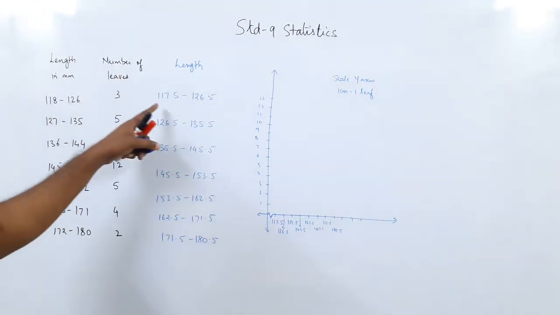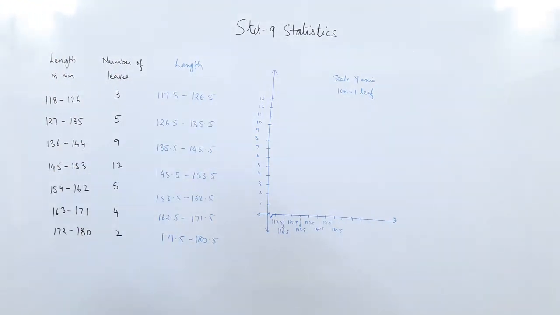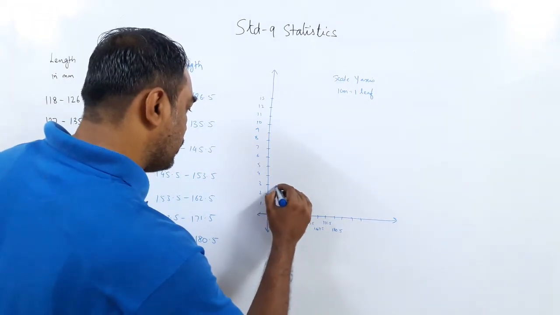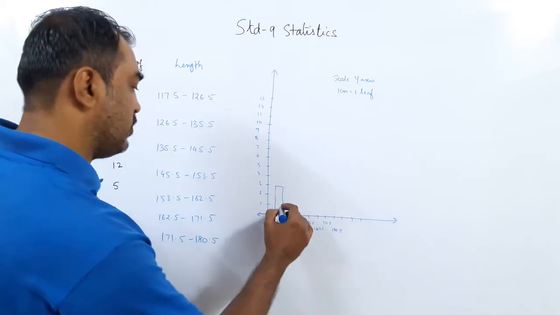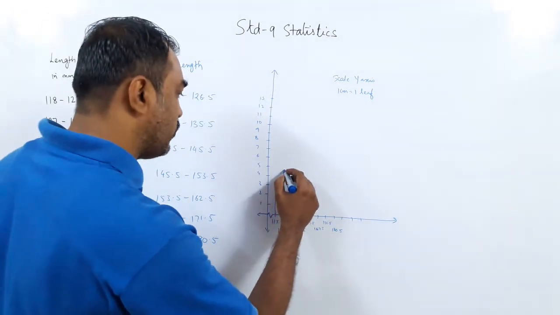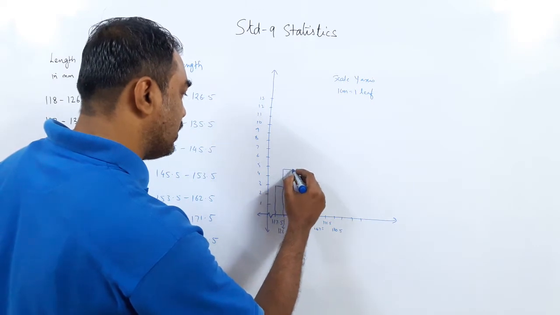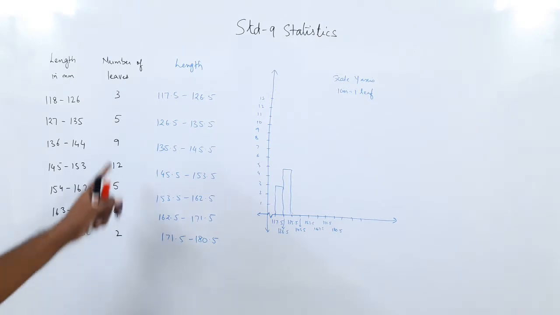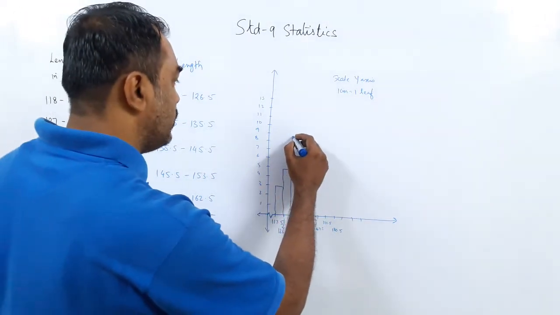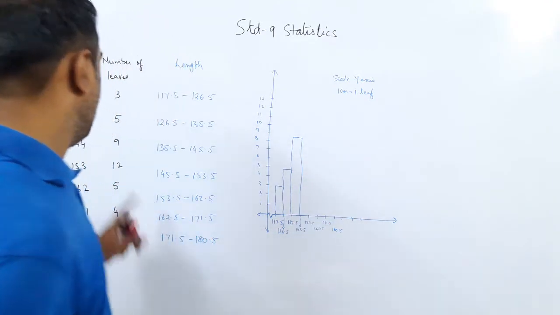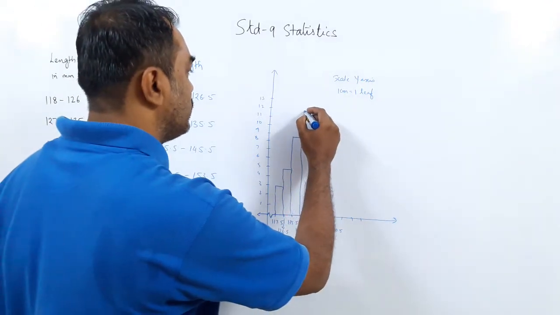So now, for 117.5 to 126.5 the frequency is 3, so we have 3 leaves here. Then in the next column we got 5 leaves. You can see now this data is continuous. When the bars touch each other, it is called a histogram. Then in the third case we have got 9, then we got 12 in the fourth case.